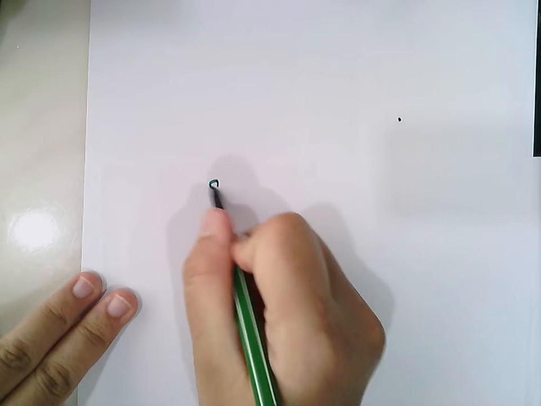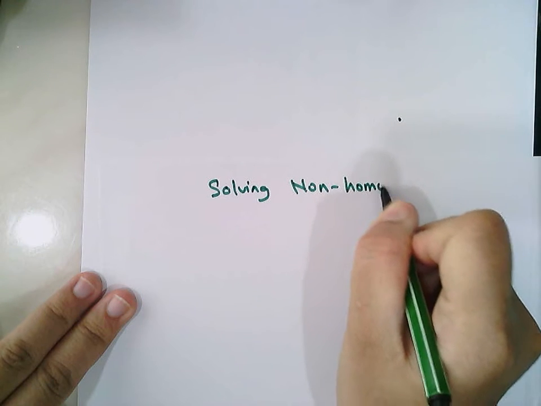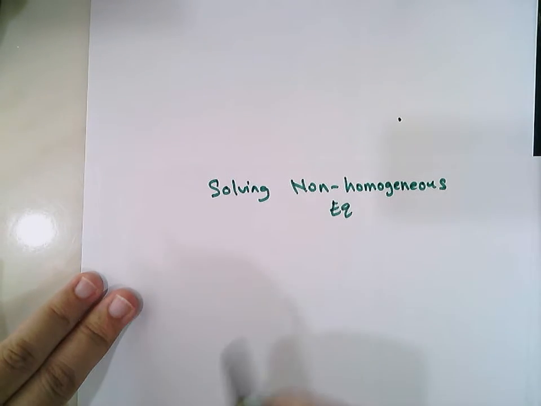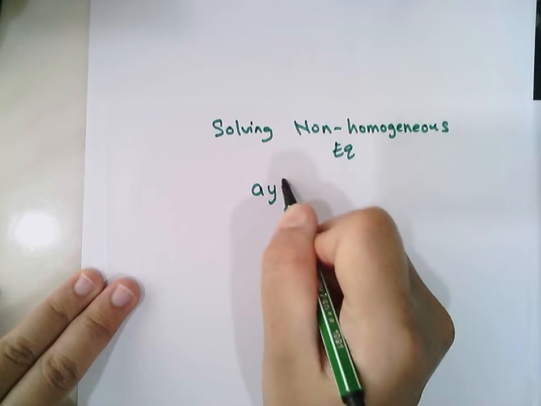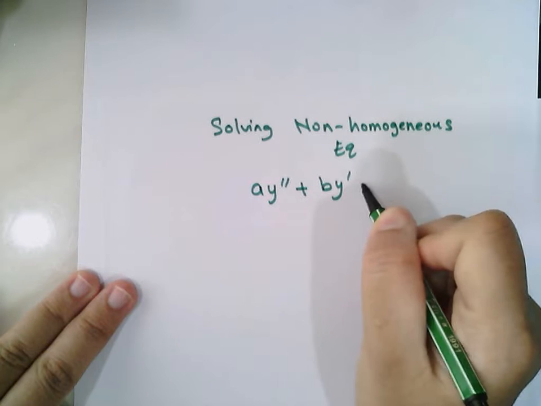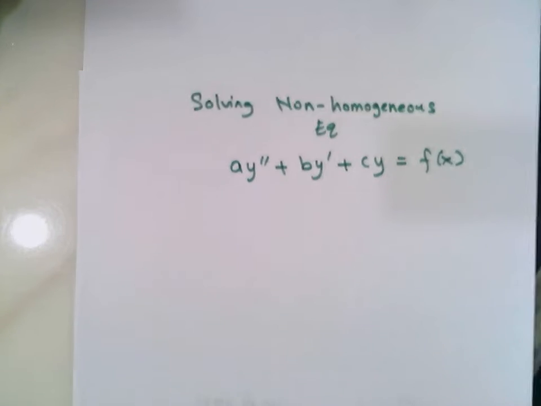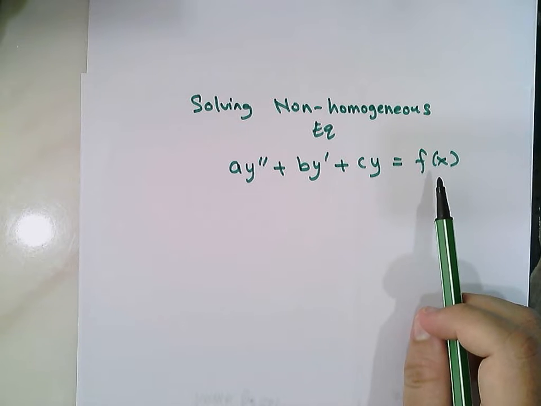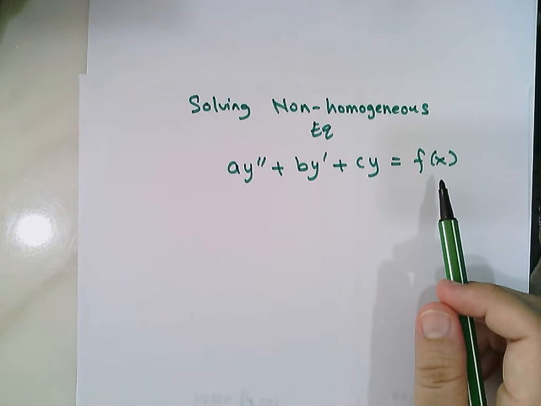now we're going to learn how to solve non-homogeneous equation. Okay, so let's consider this second order linear differential equation: a y double prime plus b y prime plus c y is equals to fx. Before this, when you involve with homogeneous equation, this one here on your right hand side is equals to 0, right? But now for non-homogeneous equation, fx here is a function.